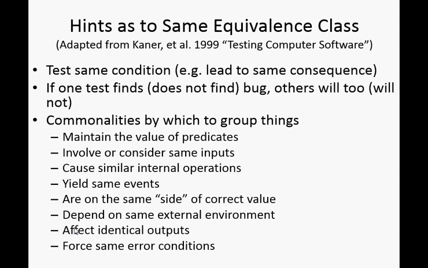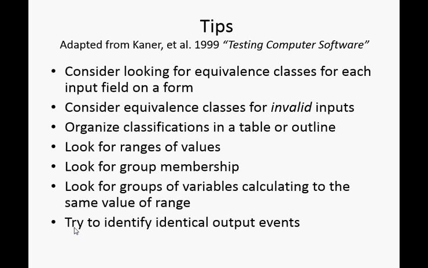So you might group things according to whether they maintain the values of some underlying predicates, cause similar internal operations, yield the same events, are on the same side of the correct value, etc. So the goal here is, the system handles certain things in certain ways. Let's just be intelligent about getting at least a few from each class, and test broadly across those classes.